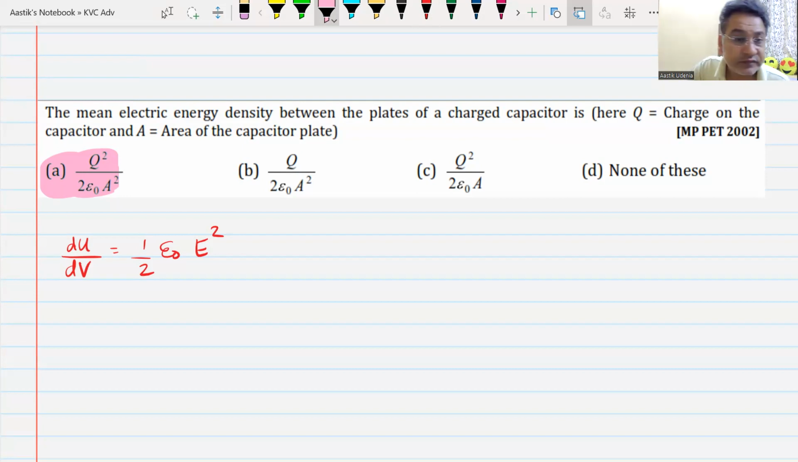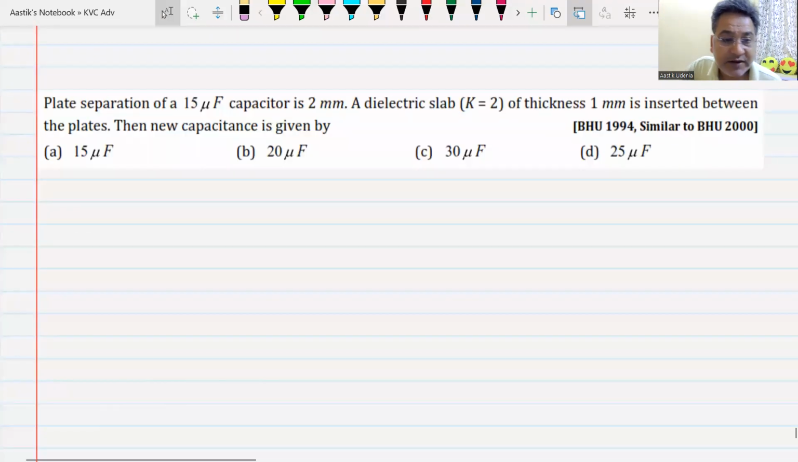Yes, sir. Next question. Plate separation of a 15 microfarad capacitor, so original capacitance 15 microfarad, is 2 mm. A dielectric slab of thickness 1 mm and dielectric constant 2 is inserted between the plates. What is the new capacitance?